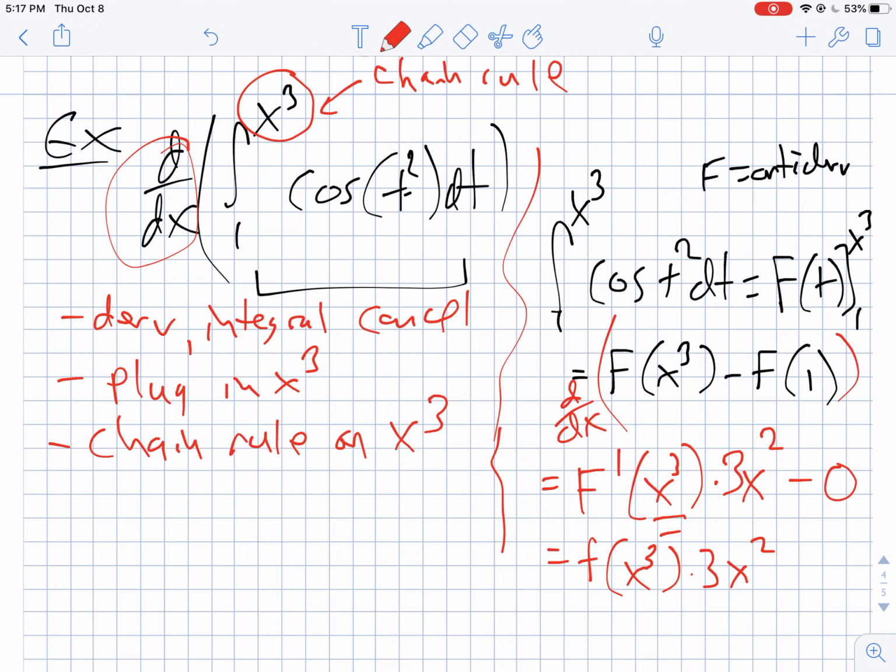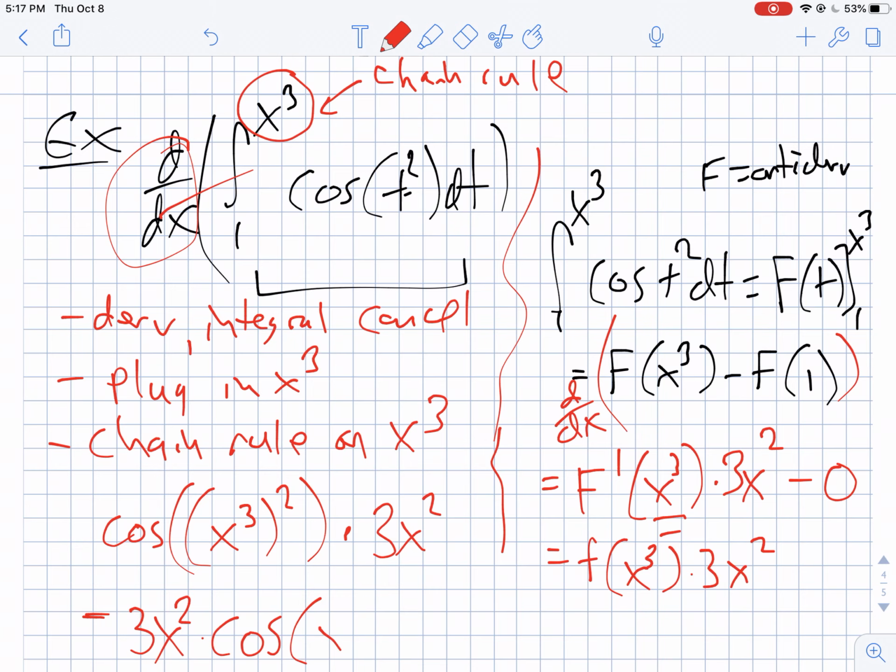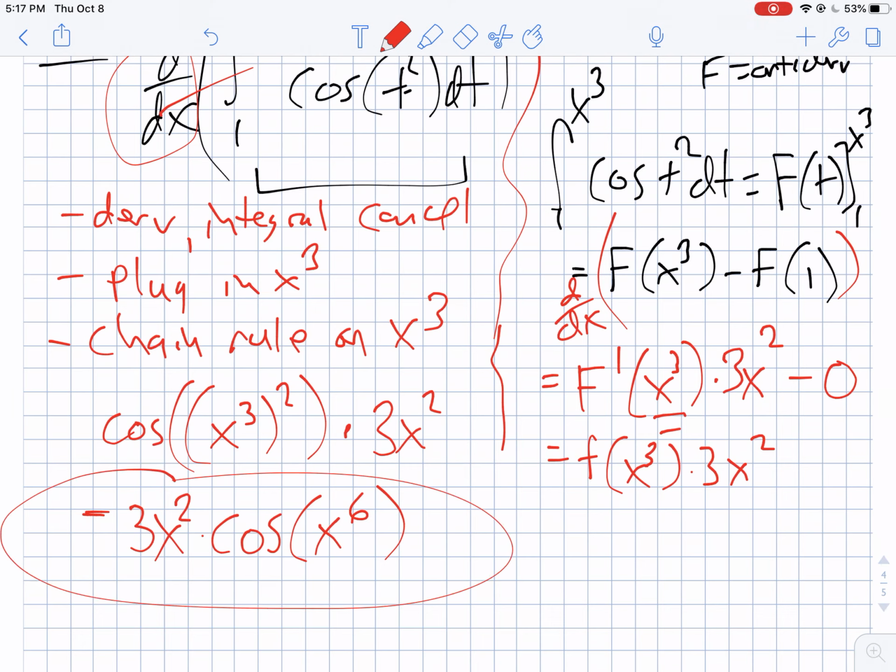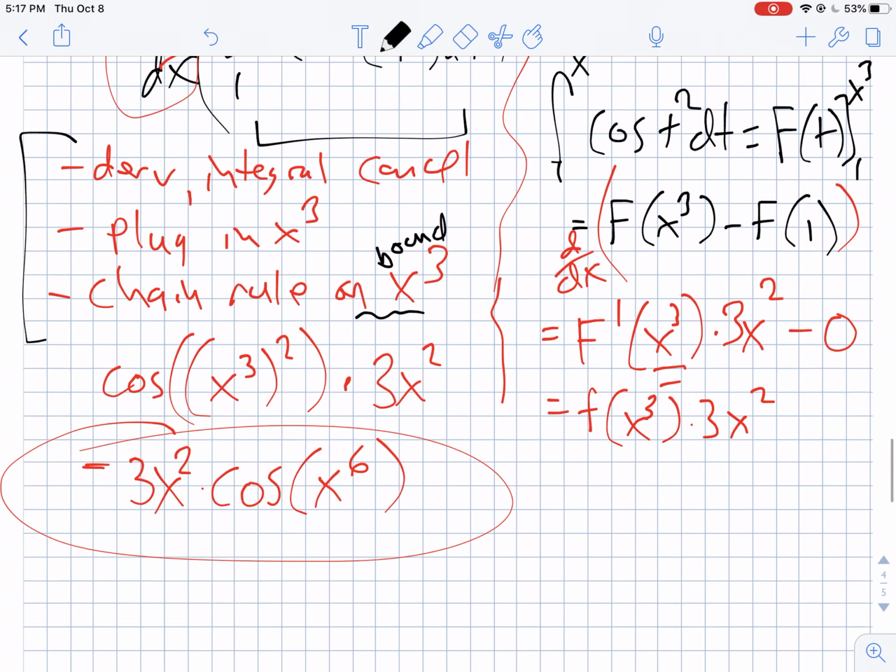Okay, so the derivative and the integral cancel. So I get cosine of x cubed squared times the derivative of that x cubed, so times the 3x squared. So I could also write this as 3x squared times the cosine of x to the 6th power. So that's where that comes from. And these are the 3 steps you want to do. The derivative and the integral cancel. You plug in that upper bound, and you do the chain rule only on that upper bound. Not on the entire thing, just the upper bound of the integral.